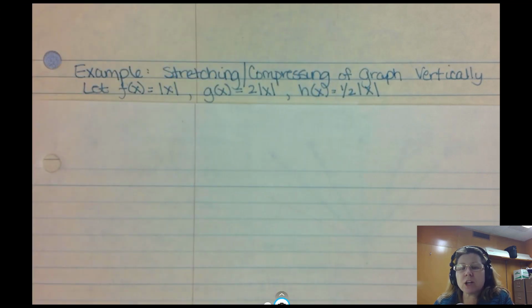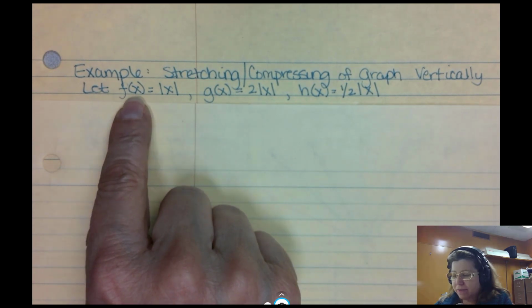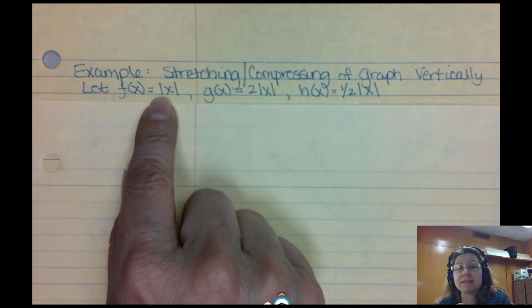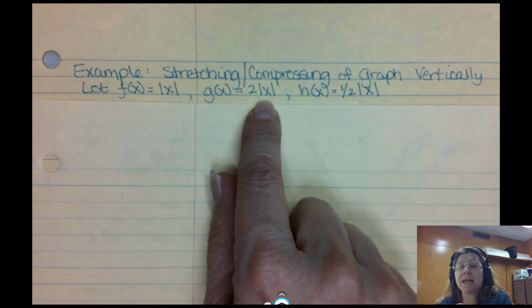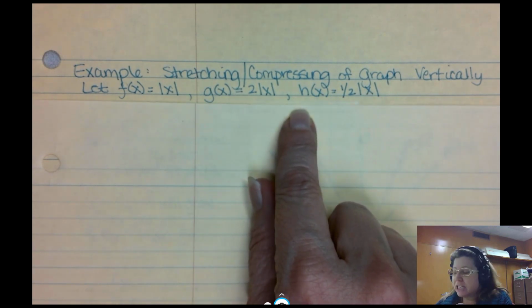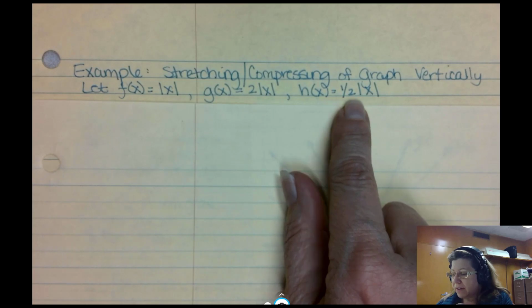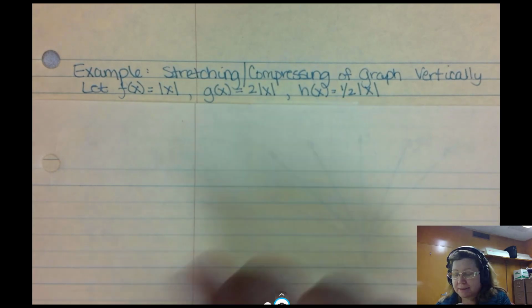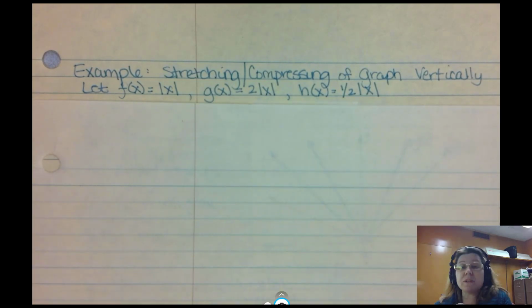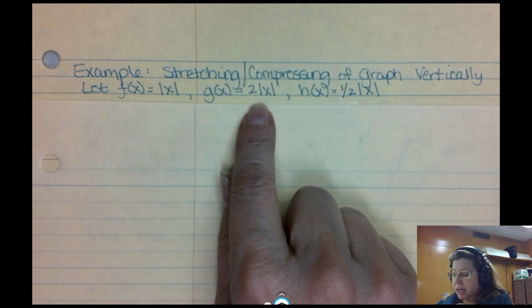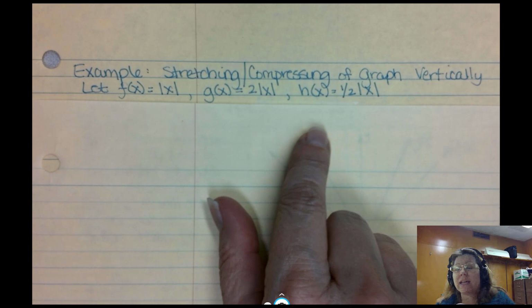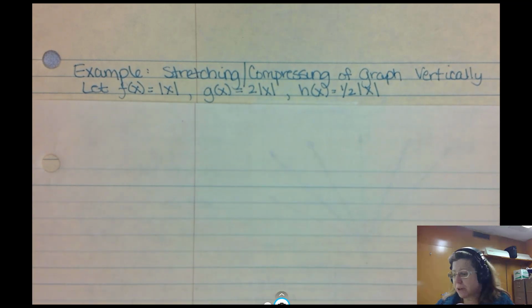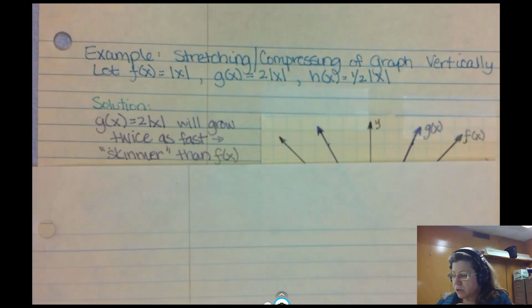Okay, stretching and compressing our graph vertically. Let's let our f of x be the absolute value of x. Our g of x is going to be 2 times the absolute value of x, and h is going to be 1/2 the absolute value of x. So ultimately, here's what this is going to do. Anytime that we're stretching or compressing our graph vertically, that's going to change the shape of our graph. So here we go.